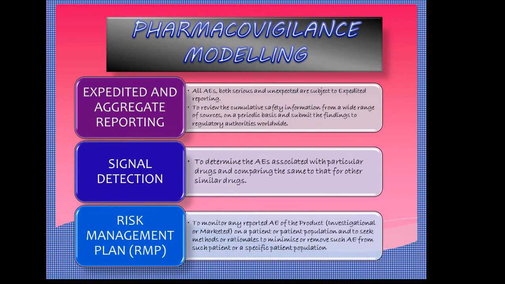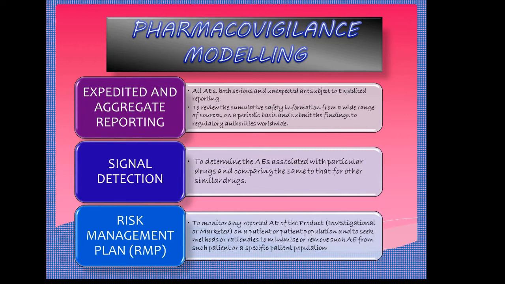And after that, signal detection is done to determine the adverse events associated with particular drugs. It is basically to determine what new adverse events are detected after a particular drug is consumed, and comparing the same to that for other similar drugs. So such adverse events are compared with the other similar drugs which are present in the market.